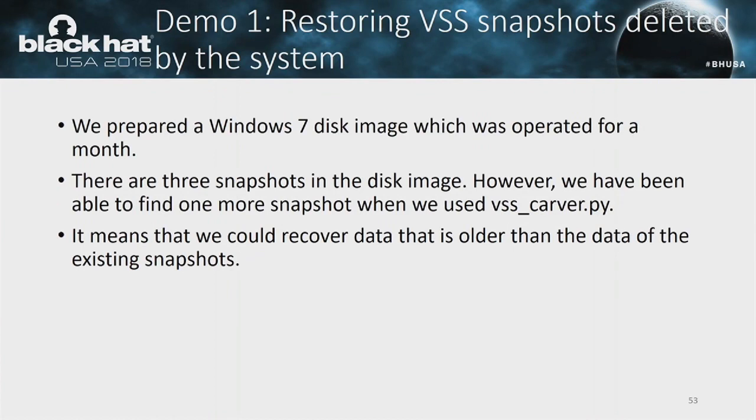Okay. We prepared a Windows 7 disk image which was operated for a month. There are 3 snapshots in the disk image. However, we have been able to find one more snapshot when we used VSScover.py. It means that we could recover data that is older than the data of the existing snapshots.